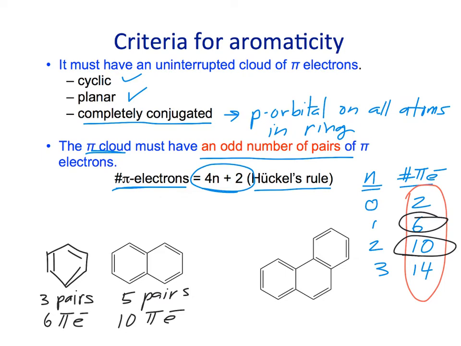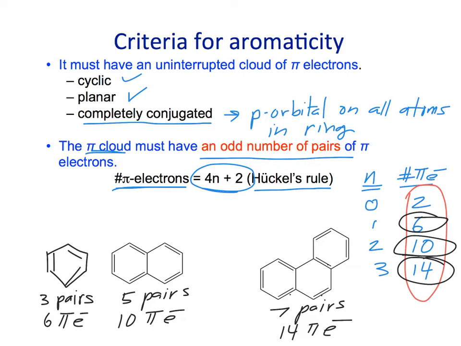If we look at phenanthrene, we have 1, 2, 3, 4, 5, 6, 7. We have 7 pairs of pi electrons, so that gives us 14 pi electrons. That also fits. Okay, so all 3 of these are aromatic. They're planar. Yeah, question?